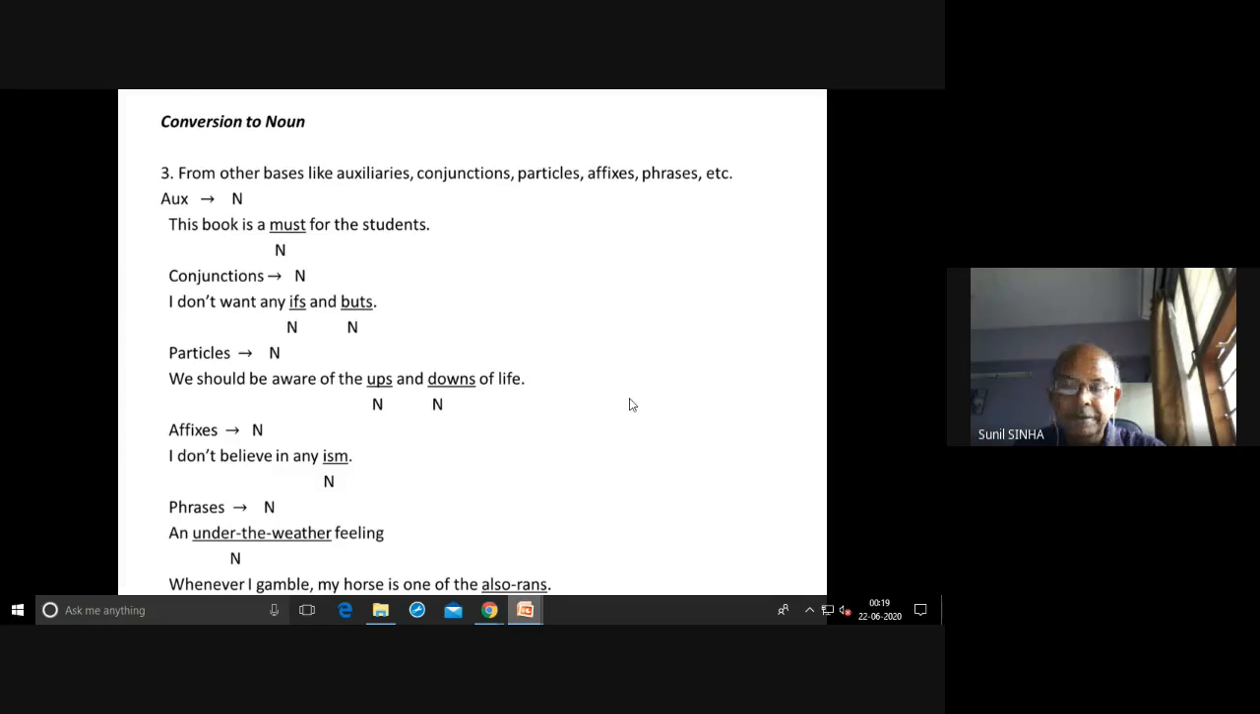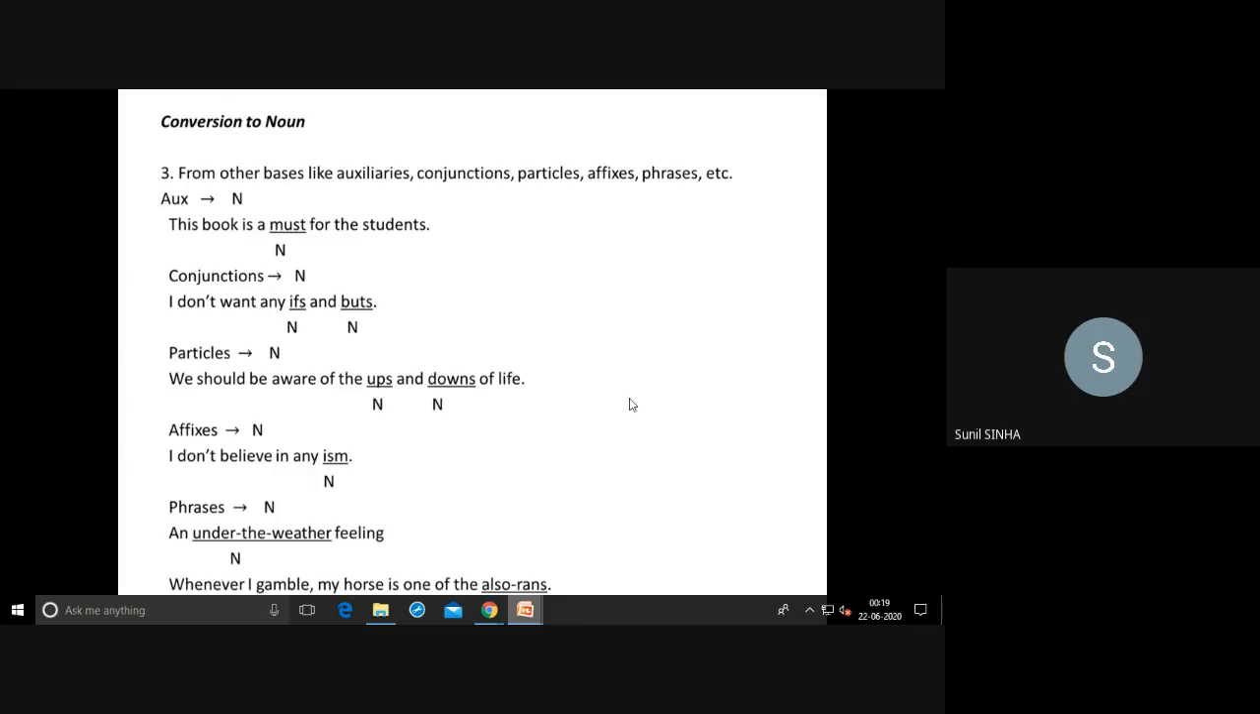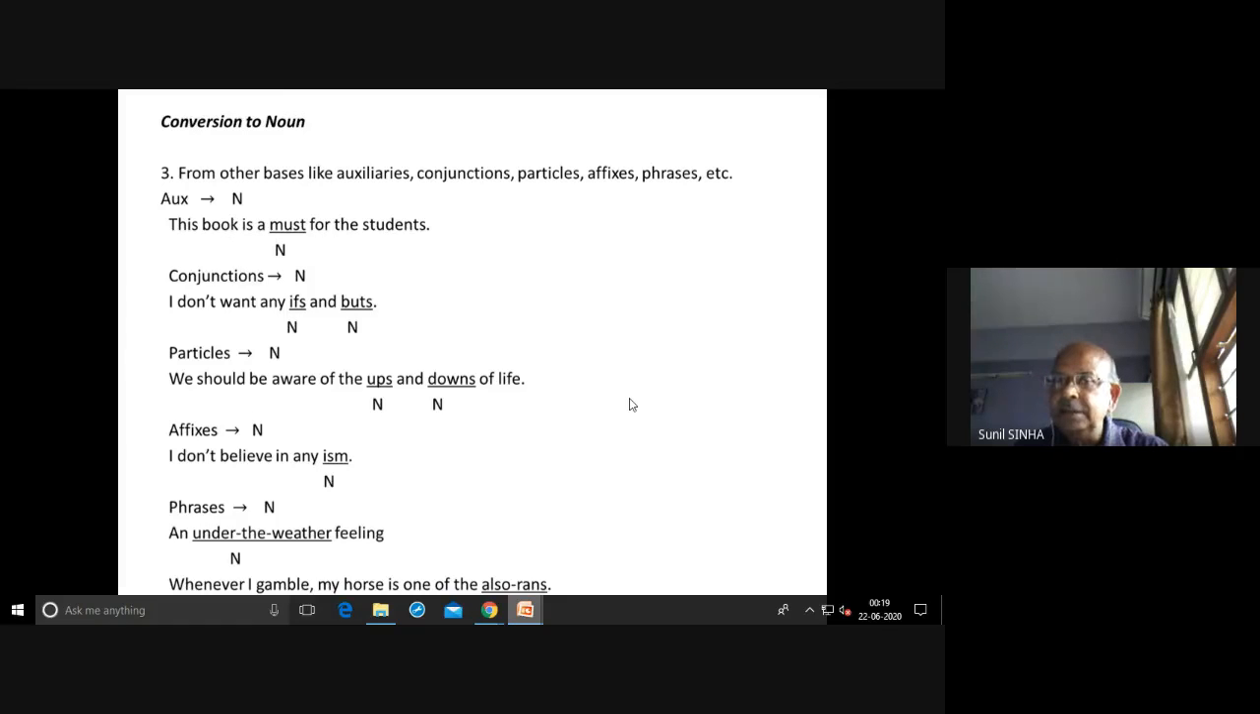Then conjunction. A noun can be derived from a conjunction also. You know, if, but, these are conjunctions. But you can get nouns also. I don't want any ifs and buts. Now, if is a conjunction and but is a conjunction, but ifs and buts, both are nouns. So a noun has been derived from conjunction.